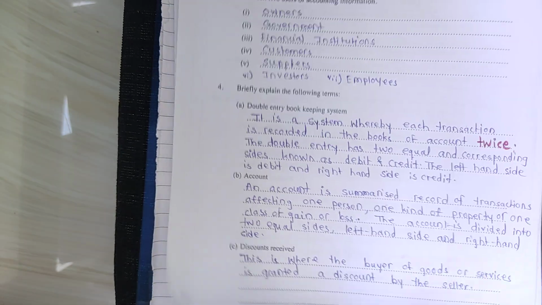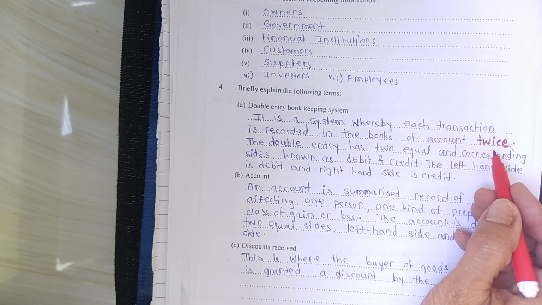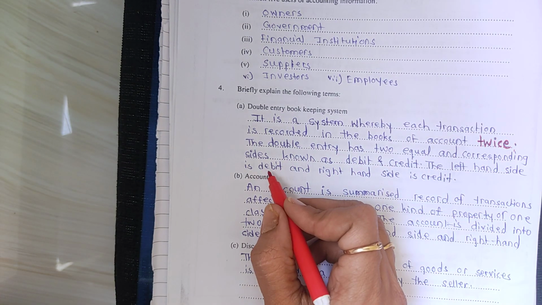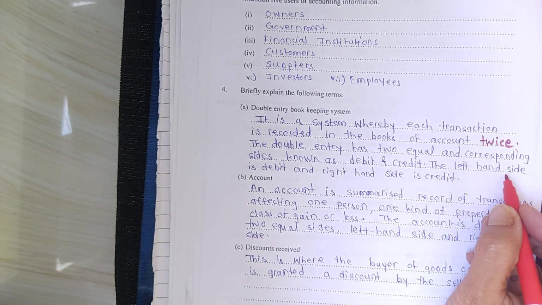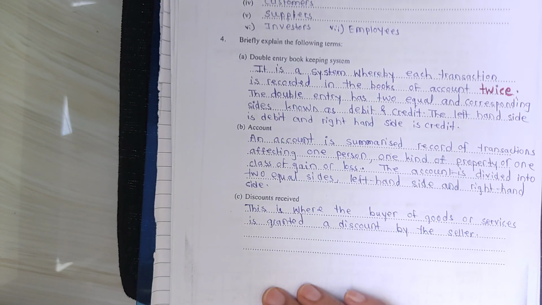twice. So every transaction has 2 effects. One is on the debit side, one is on the credit side. So double entry has 2 equal and corresponding sides known as debit and credit. The left hand side is debit and the right hand side is credit.